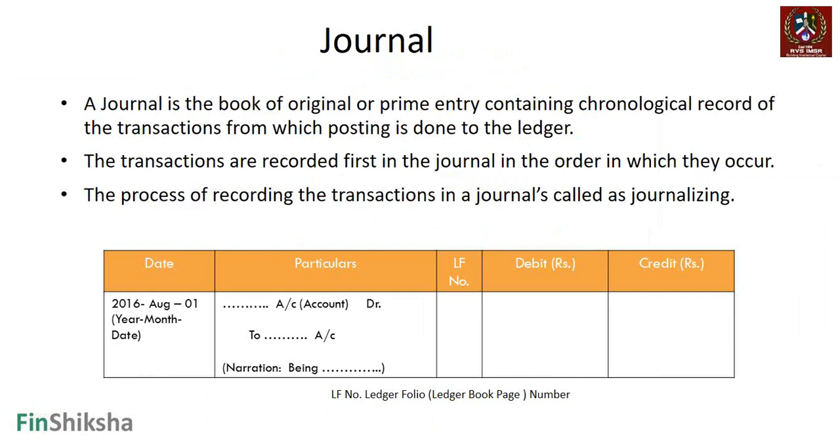Now, a journal is a book of original or prime entry containing a chronological record of transactions from which posting is done to the ledger. So there are two points here. The first is original or prime entry, which is the first entry that happens here. Second, it is a chronological record, which is basically date-wise transaction posting in a journal. Transactions are recorded first in the journal in the order in which they occur. The process of recording a transaction in a journal is called journalizing.